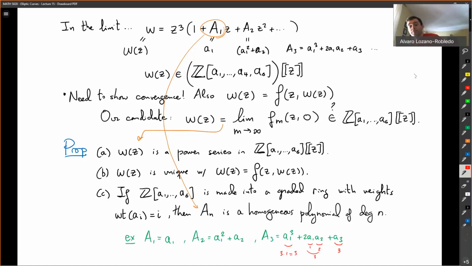And this, by the way, is another reason why in the Weierstrass equation we call A6 A6 and not A5. Otherwise, you would have to do something really wonky here and say that A5 has weight 6. So this is one of a few reasons why the coefficients of a Weierstrass equation are numbered the way they are.